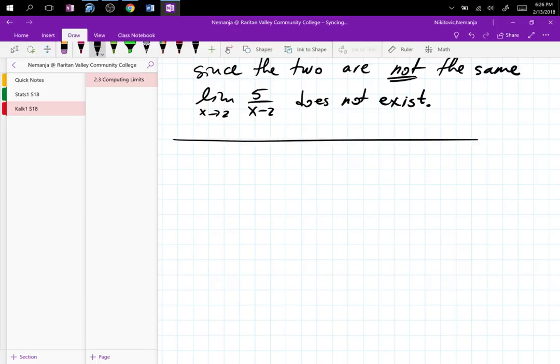This one is called the squeeze theorem. Also known as the sandwich theorem. So it has two names. The squeeze theorem, also known as the sandwich theorem.